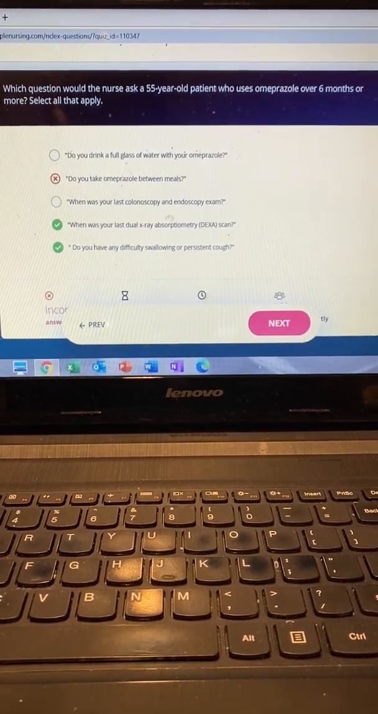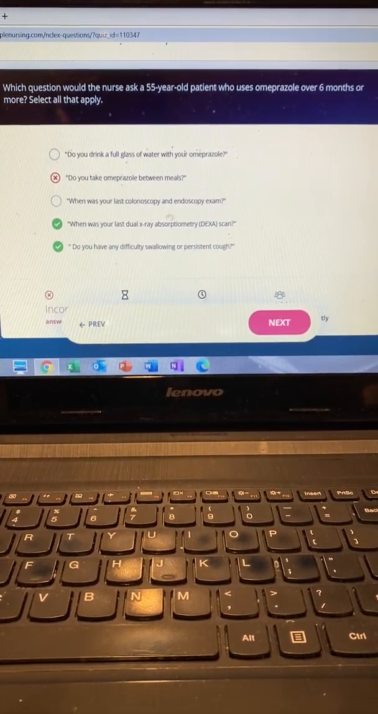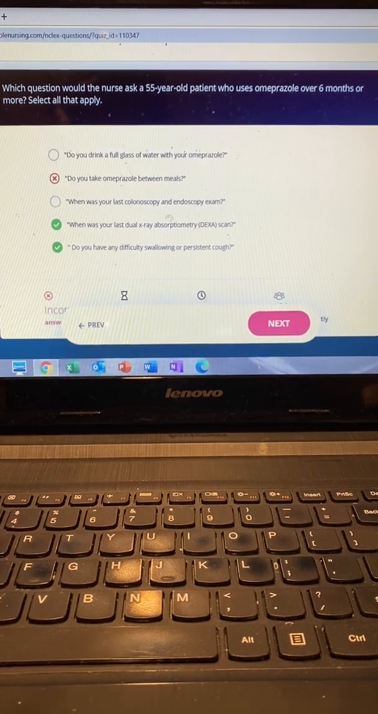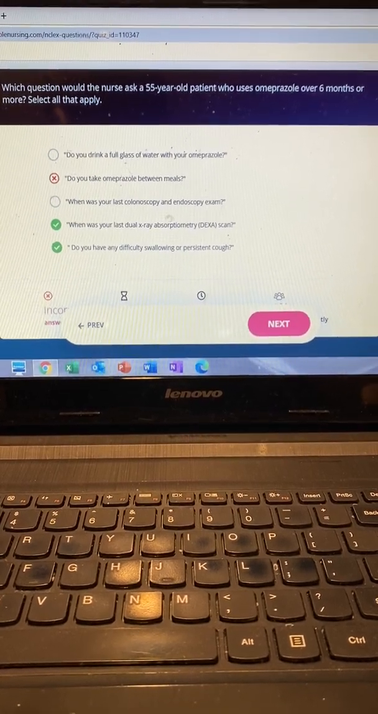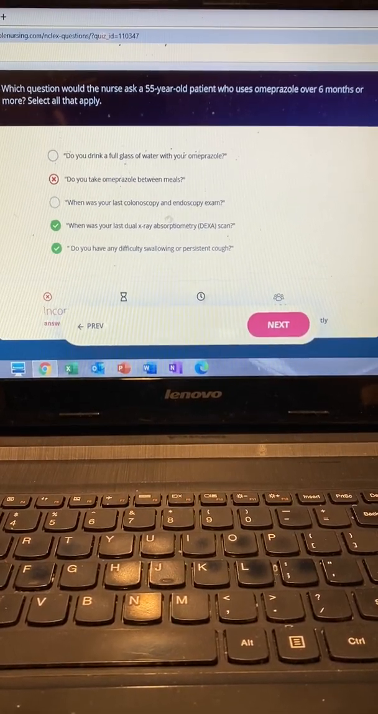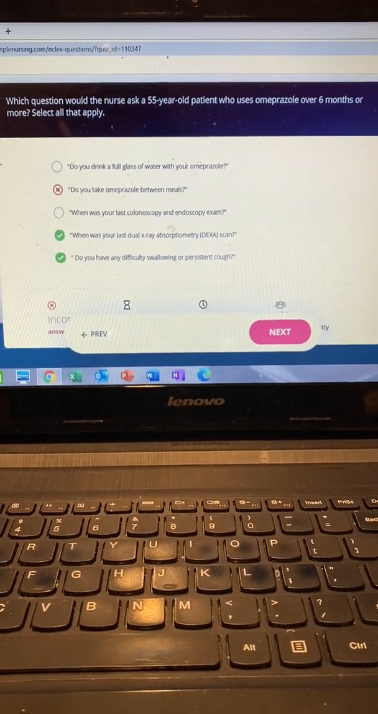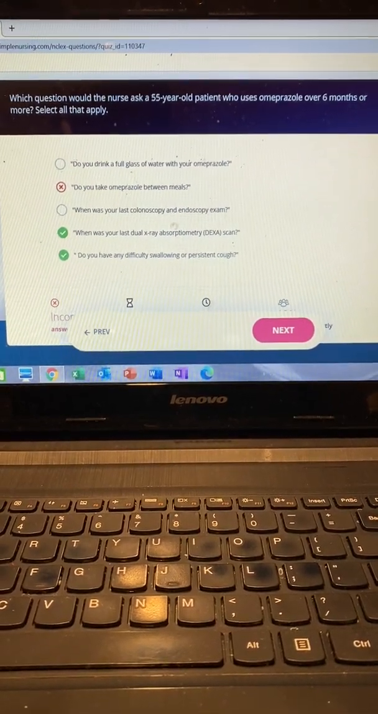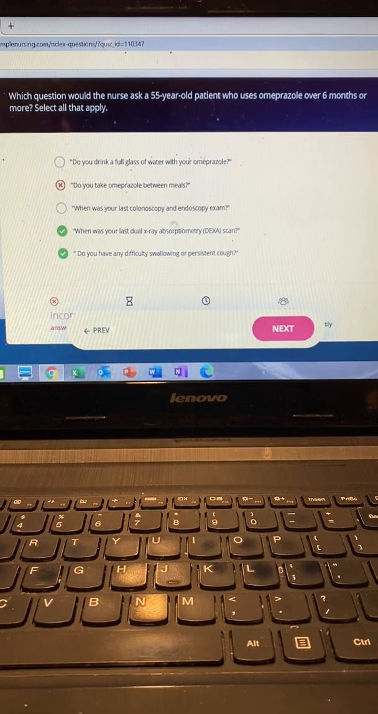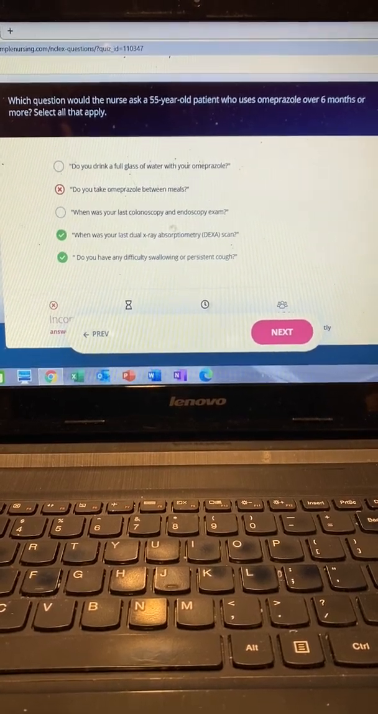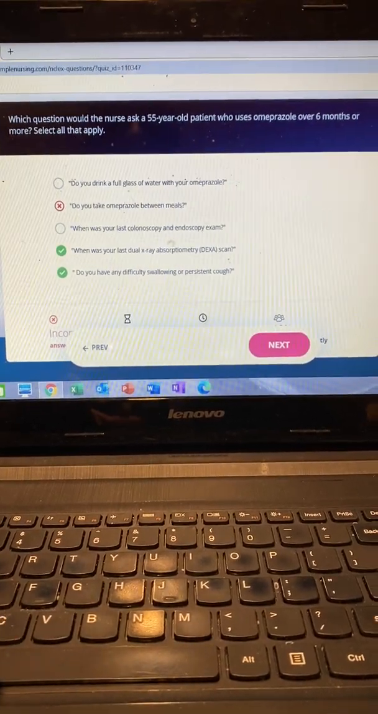So option 4, DEXA to check bone density. Guys, the med can affect calcium absorption. Remember, P for porous bones. And option number 5 is also correct. A cough can indicate a respiratory infection, like pneumonia, which is also a side effect of long-term PPIs.